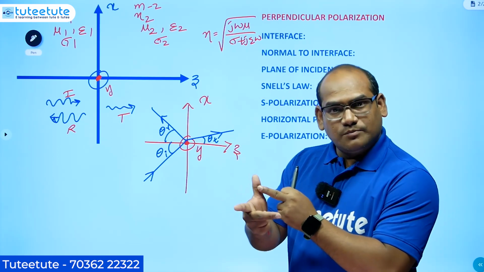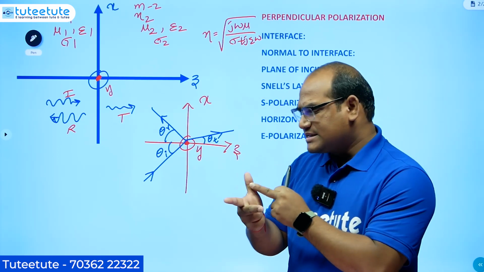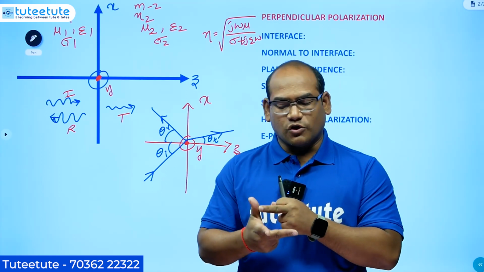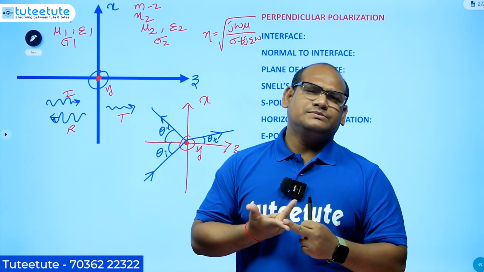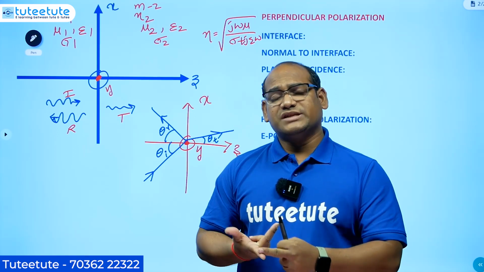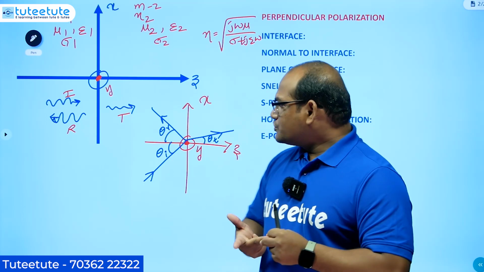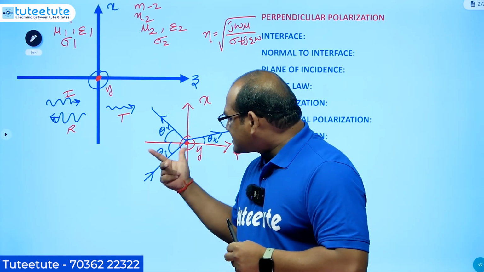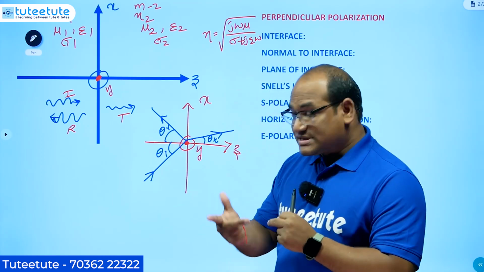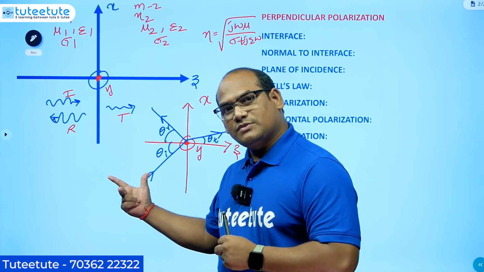Okay, the right-hand thumb represents the direction of propagation. This forefinger represents the electric field orientation. This middle finger represents the magnetic field orientation. So you see, this is the direction of propagation we already mentioned, which means our thumb should point like this.